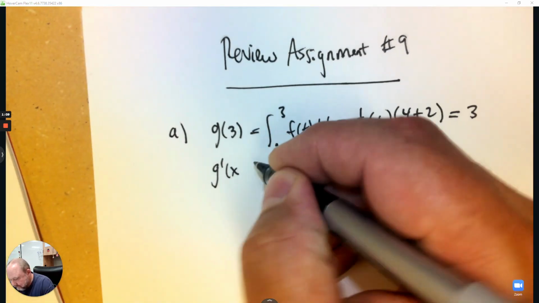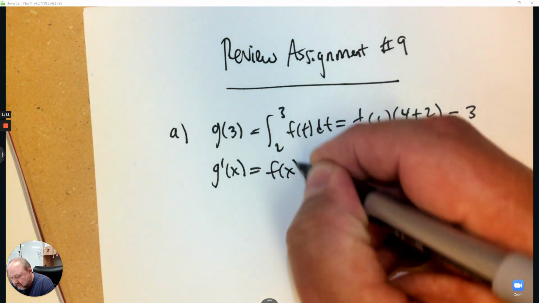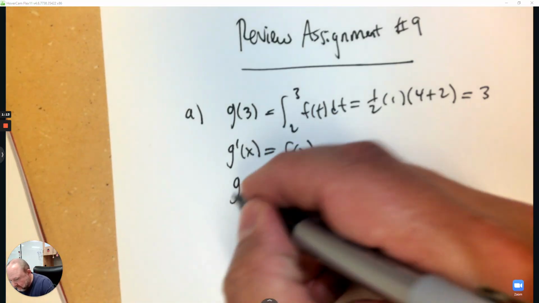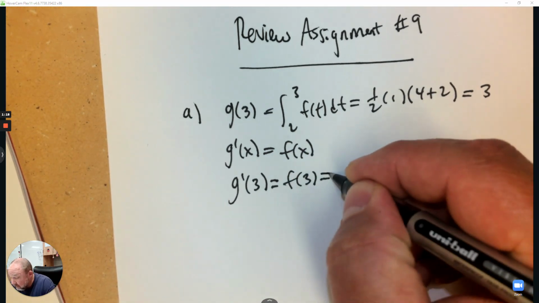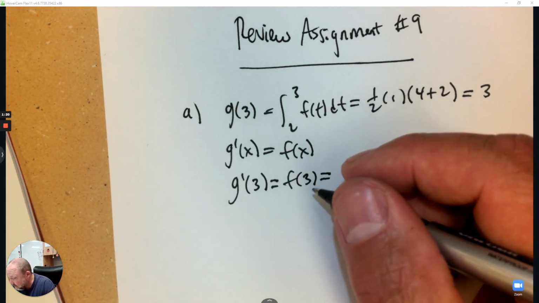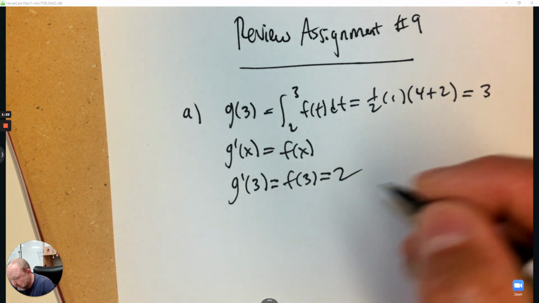The derivative. Well, the derivative of g at x is just f at x. So when you're asked for the derivative at 3, you're just asked for f at 3. So you look off the graph and go, what's the y coordinate when x is 3? So the answer is 2.